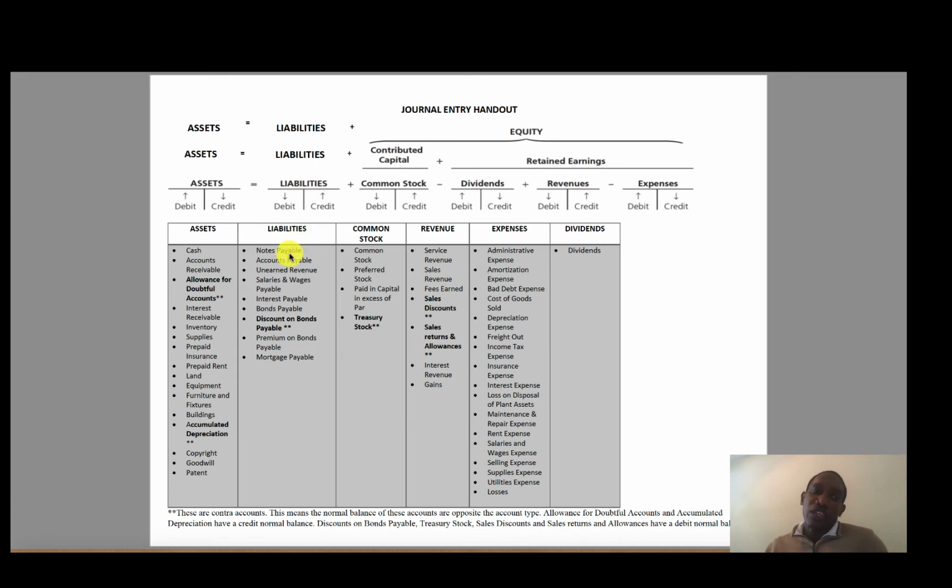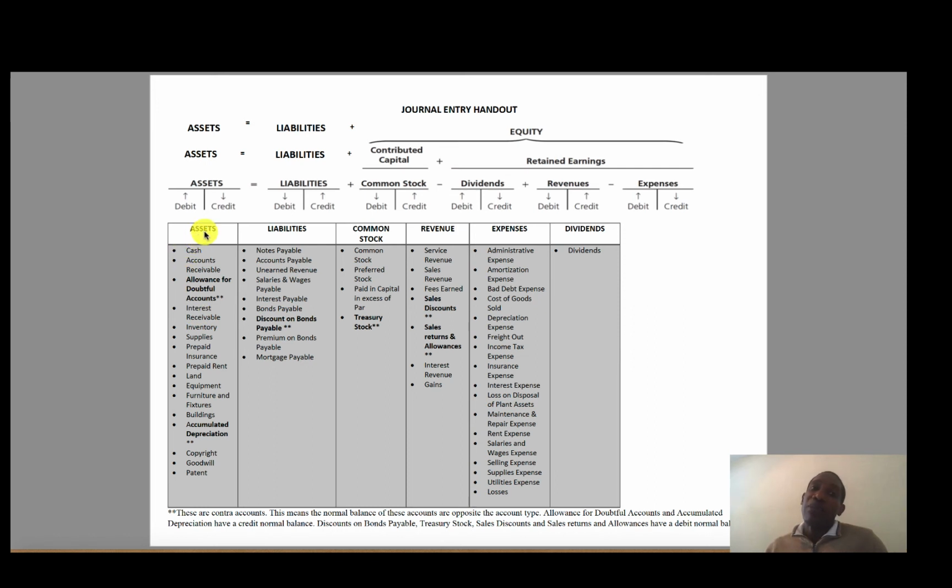Okay, so if I tell you prepaid rent, you've got to know prepaid rent is an asset. If I say to you mortgage payable, you've got to know mortgage payable is a liability. If I say to you dividends, you've got to know that it is a dividend account type. If I say to you depreciation expense, you've got to know that's an expense. Okay, so these are the accounts and these are the account types. So why do we need to know which account maps to an account type?